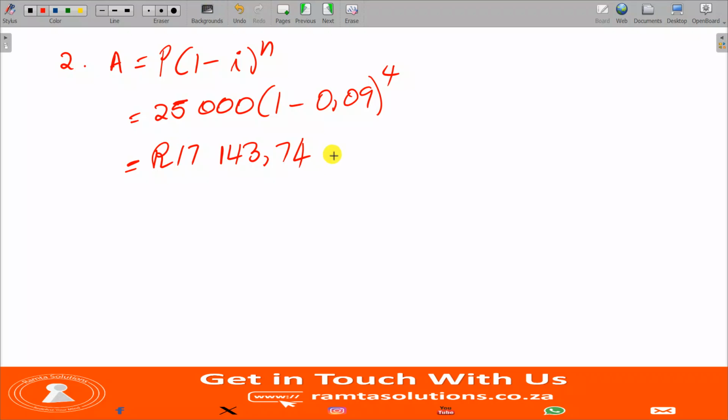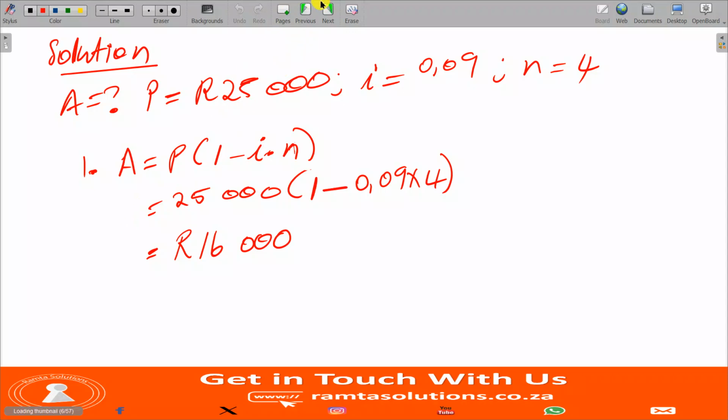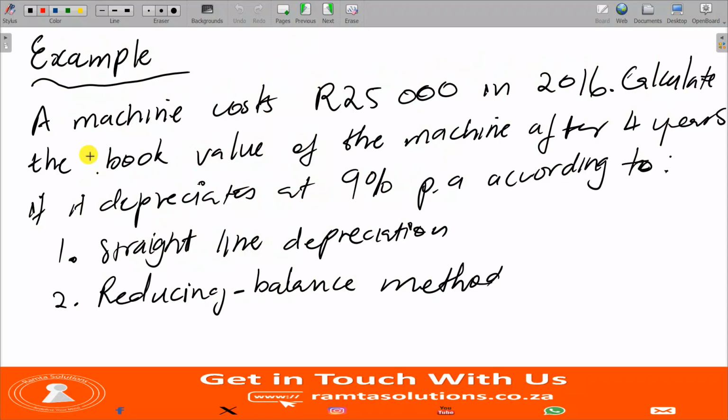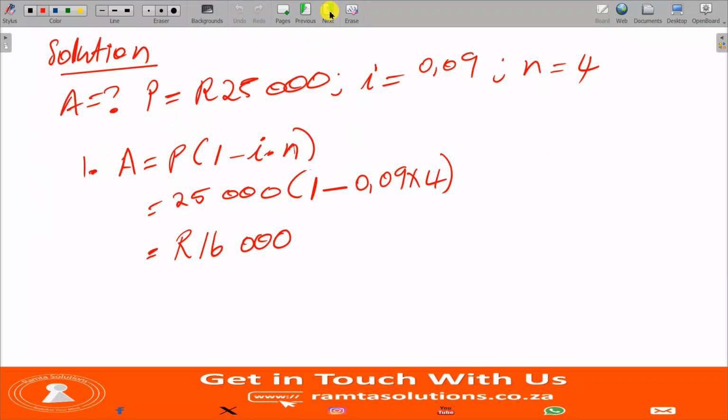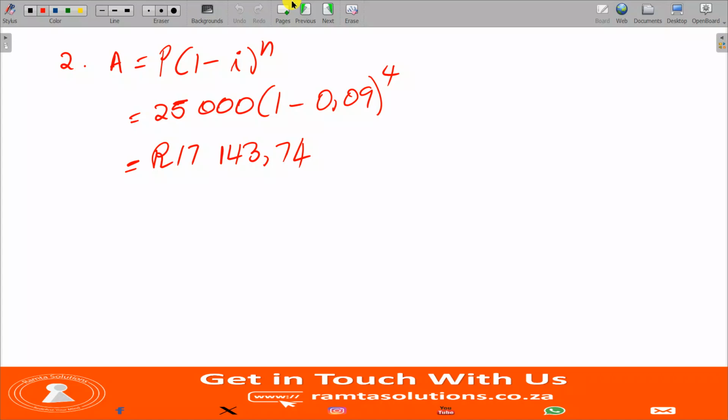All right, guys. So this is exactly what you will be doing in grade 11. Remember, depreciation is the opposite of your interest or your appreciation. So with that being said, I want to believe that we have come to the end of our lesson.